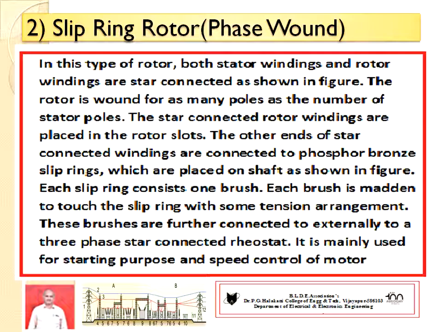Same points, these are noted here. Once again, the stator and rotor windings are star connected. The stator winding is connected to 3-phase AC supply. The star connected rotor windings are connected to slip rings. The other ends of the slip rings are connected to a star connected external rheostat.